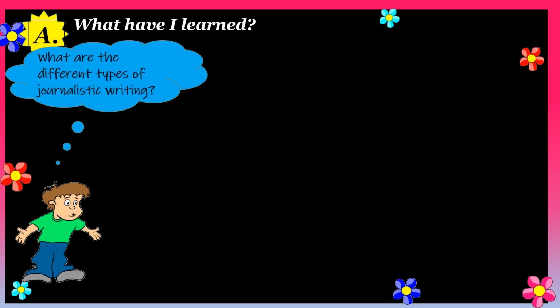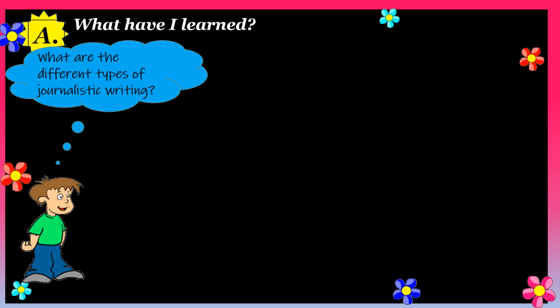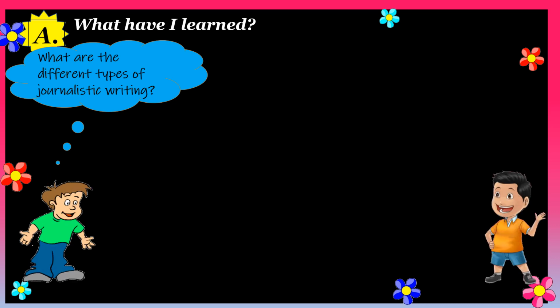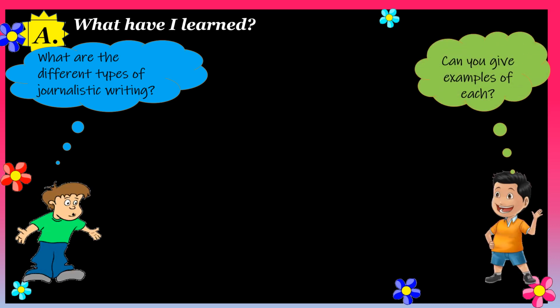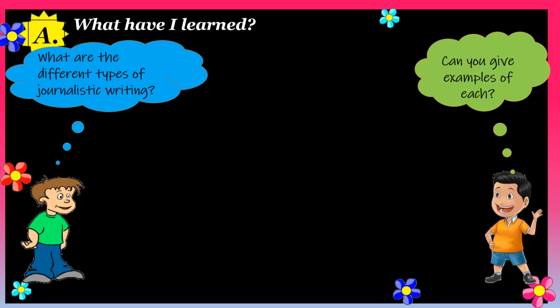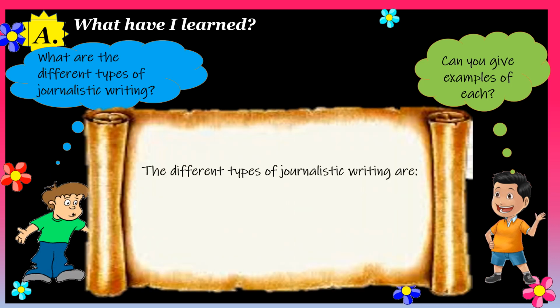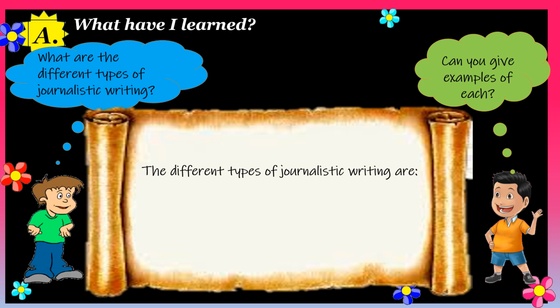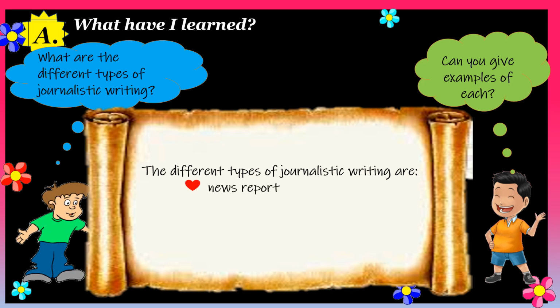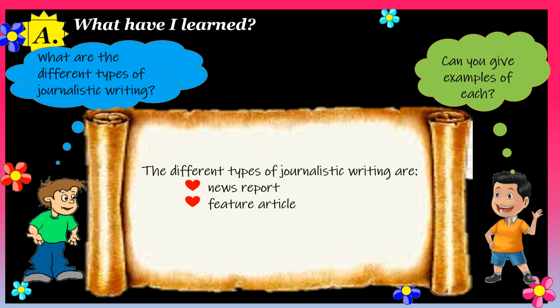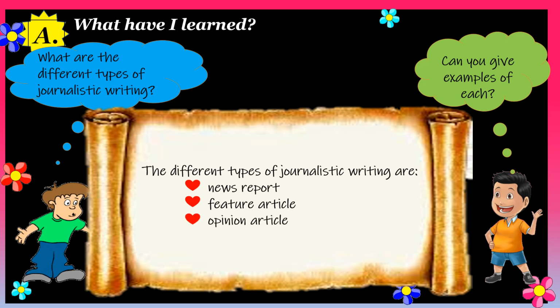So Nathan is asking you a question. What are the different types of journalistic writing? And here comes Timmy asking you another question. Can you give examples of each? So let's answer Nathan's question. The different types of journalistic writing are... Yes! First is news report. Second, feature article. Third, opinion article. And how about the last one? Do you remember? Okay, sports news. Very good, kids.